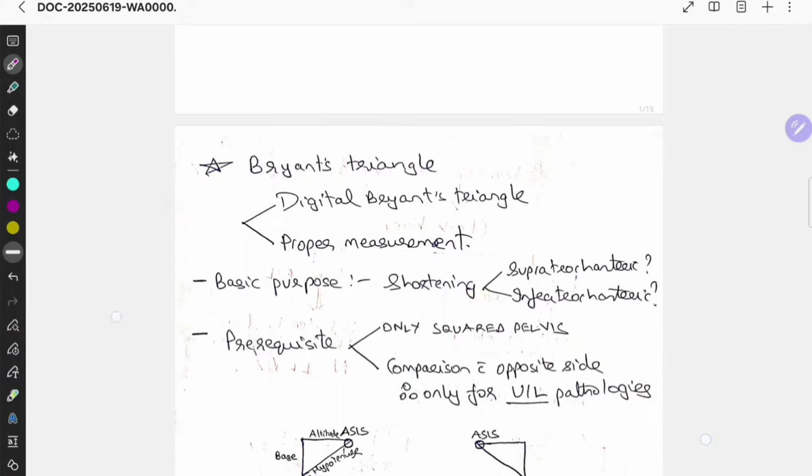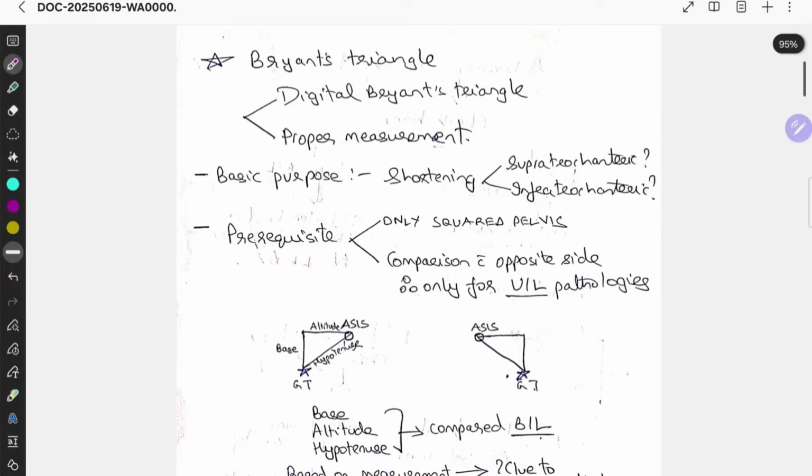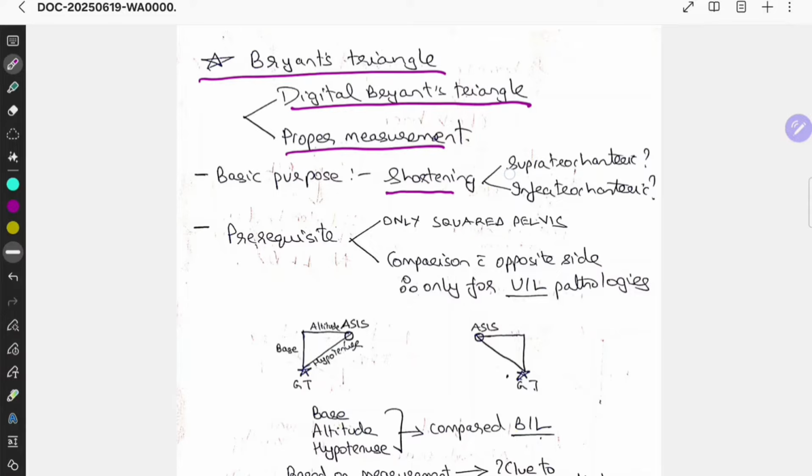So we'll start with the concept of Bryant's triangle. How do we measure the Bryant's triangle? One is by digital Bryant's triangle and the second is proper measurement. The digital Bryant's triangle we measure by thumb, index finger and middle finger, and the proper measurement is what we are going to discuss today. So basically what is the purpose of Bryant's triangle? The purpose of Bryant's triangle is to know whether the shortening is supratrochanteric or infratrochanteric.